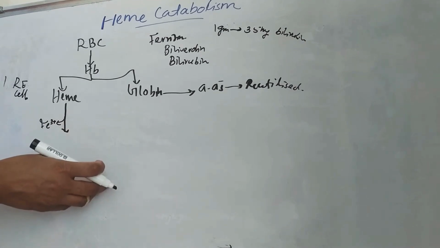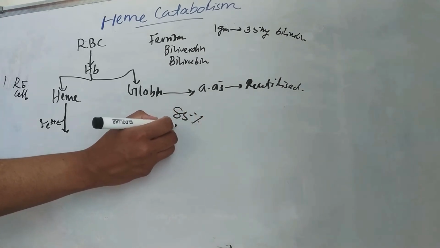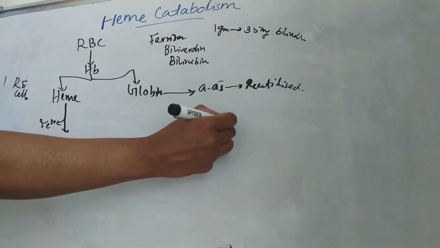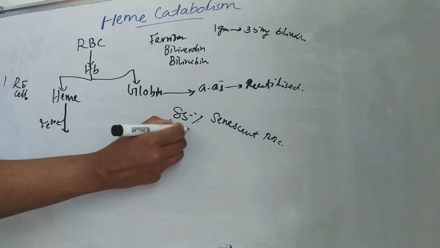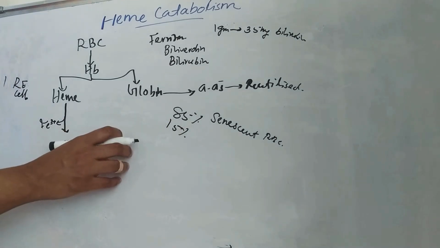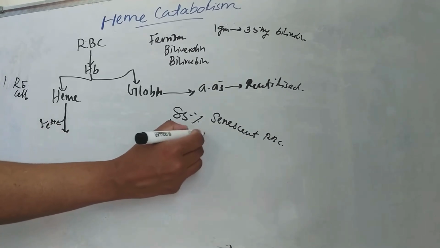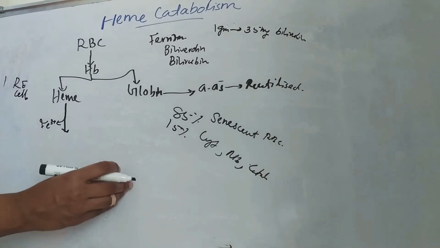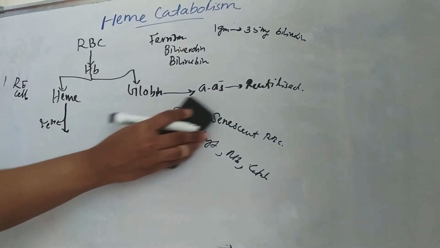In the formation of this bilirubin, about 85% of bilirubin is derived from senescent RBCs, that means aged RBCs. Then 15% is derived either from destruction of immature erythrocytes in the bone marrow or from breakdown of other heme pigments like cytochromes, myoglobin, catalase, etc. So these are the sources of bilirubin.